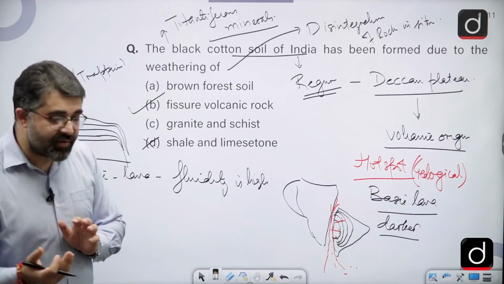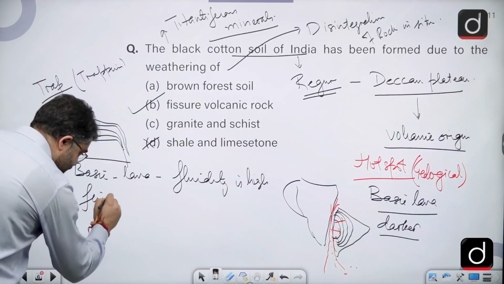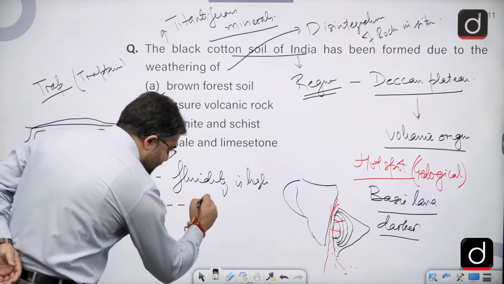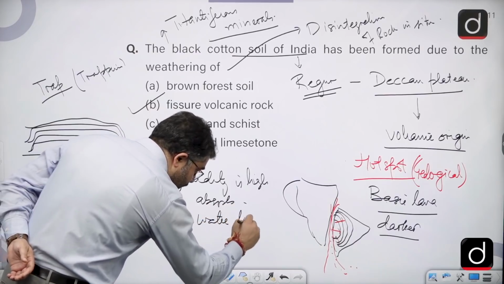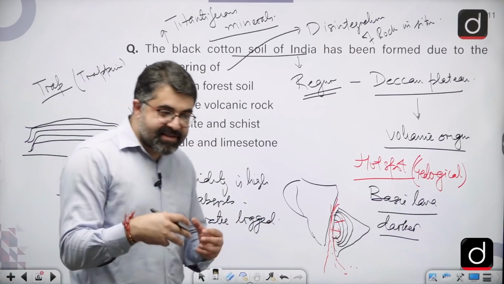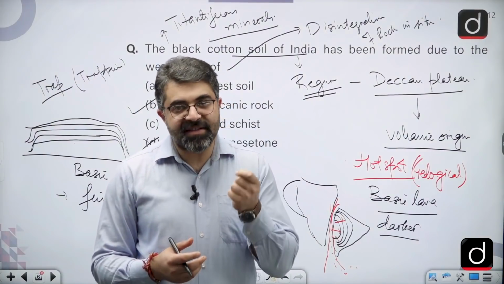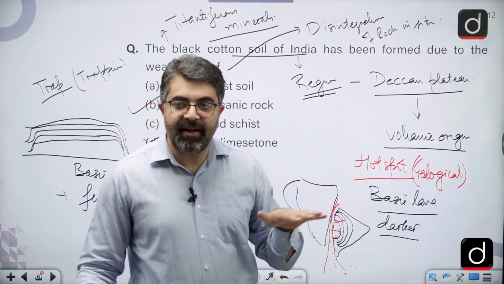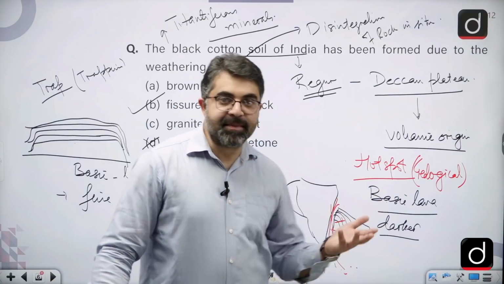And now, why is it important for cotton? This has a very fine texture, and because of the fine texture, it can absorb water and becomes waterlogged. This is the reason why it's best suited for cotton, because cotton at the time of sowing requires waterlogged conditions, a kind of marshy condition for the sowing of cotton. And then it becomes dry.